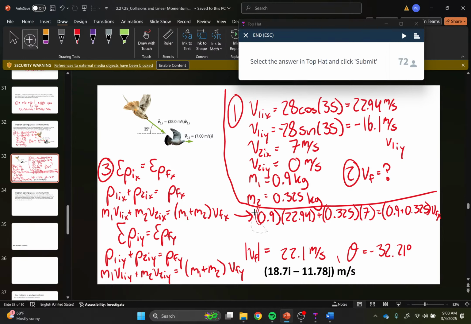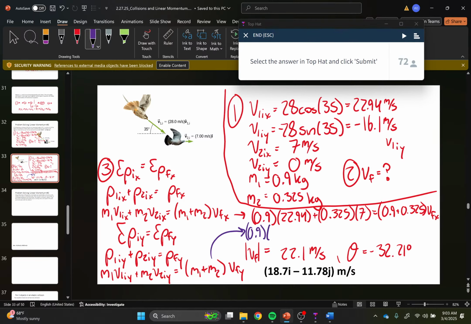It's a little... 90 kilos? That's a big bird. That's like an ostrich.